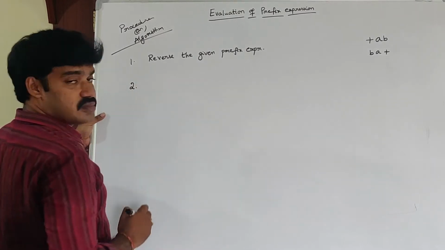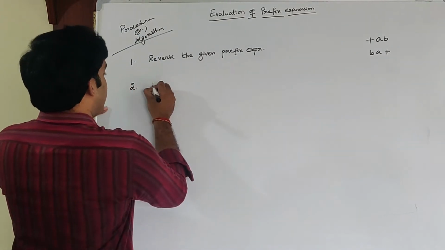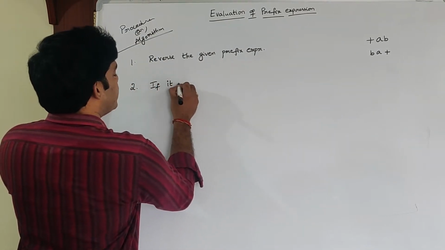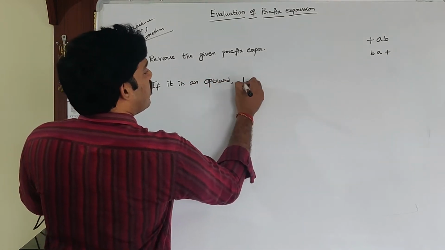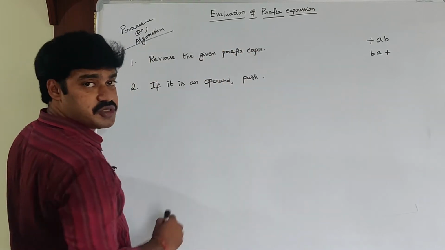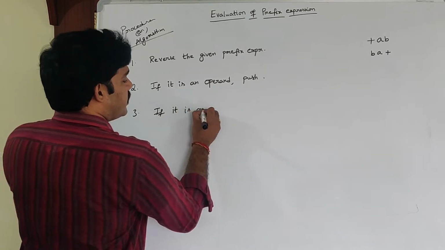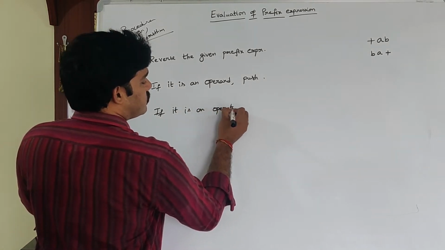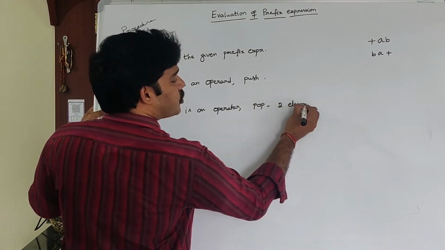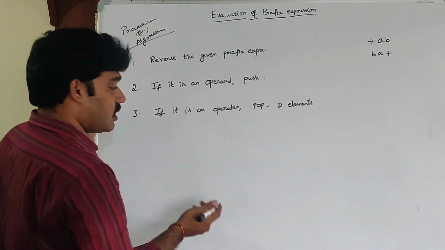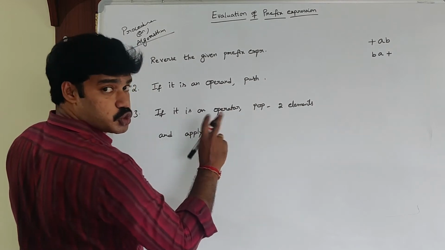Second one is scan the expression from left to right. If it is an operand, then push it into the stack. If it is an operator, then pop the topmost two elements. Elements are nothing but operands, and perform that operation on those two elements.